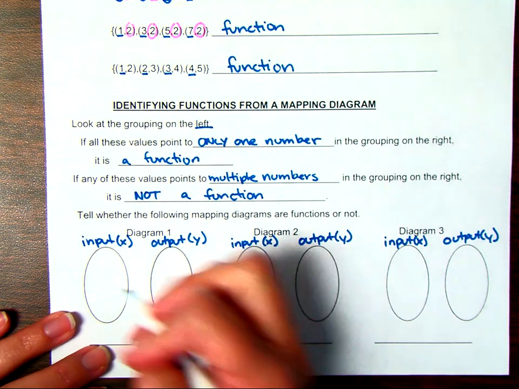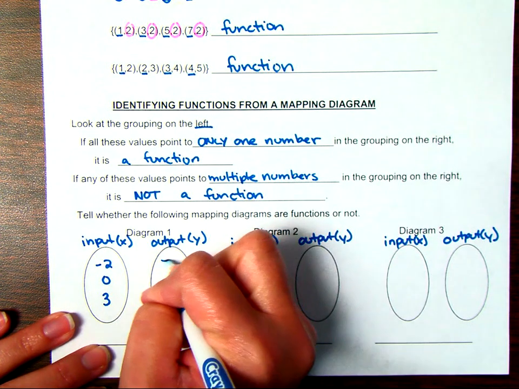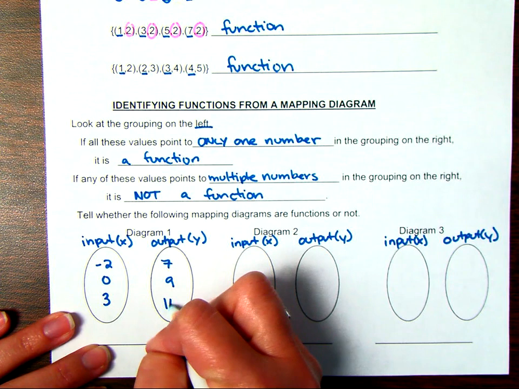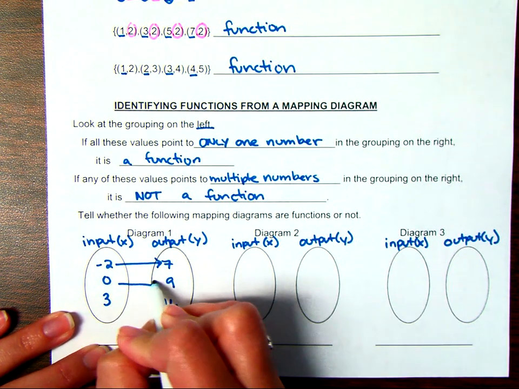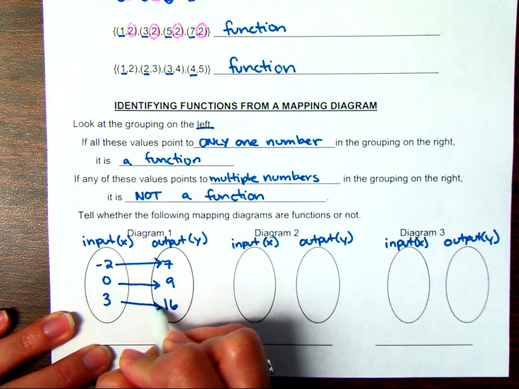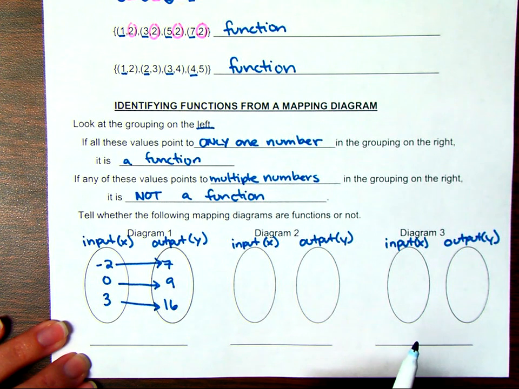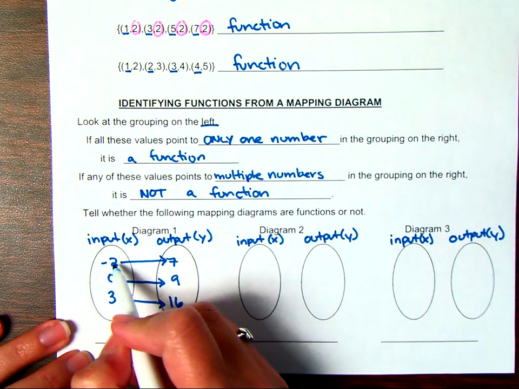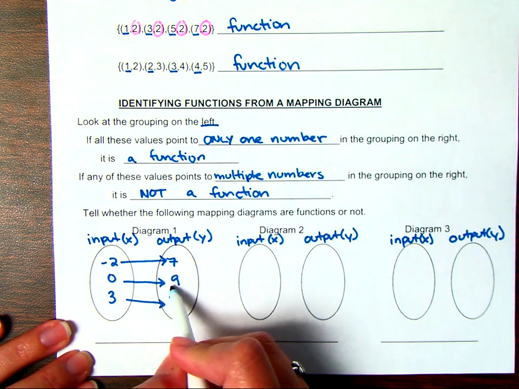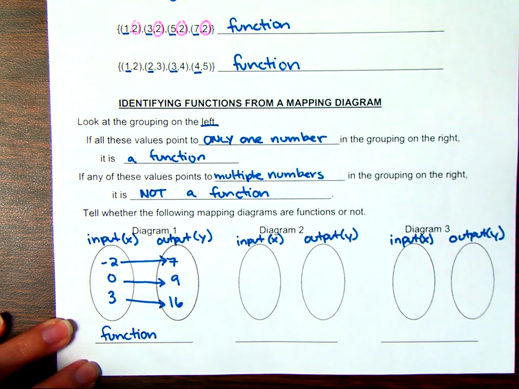So let's see, if we had -2, 0, and 3, and then we had 7, 9, and 16, if the -2 is pointing to the 7, the 0 is pointing to the 9, and the 3 is pointing to the 16. All of these X values are different, and none of them are repeating, like -2 to 7 and -2 to 9. So therefore, this is a function. So again, you can think about this as like ordered pairs, or make a table if it makes it a little bit easier for you.